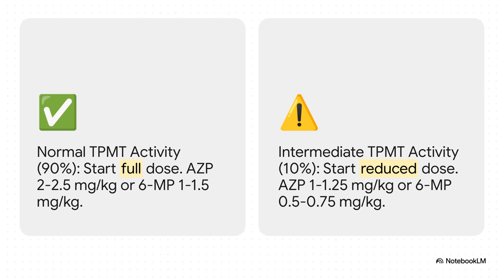About 90% of your patients will have normal TPMT activity. For them, you can start with the standard weight-based dose. But for that other 10% who are intermediate metabolizers, you have to cut that starting dose in half. It's that simple. Doing this prevents some really nasty side effects like myelosuppression.